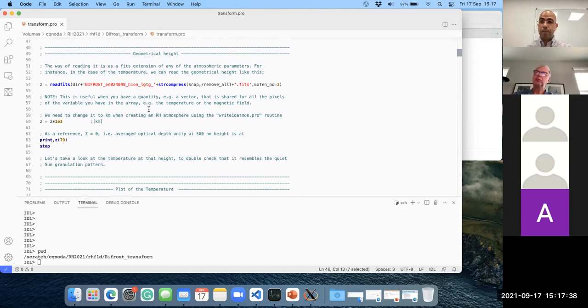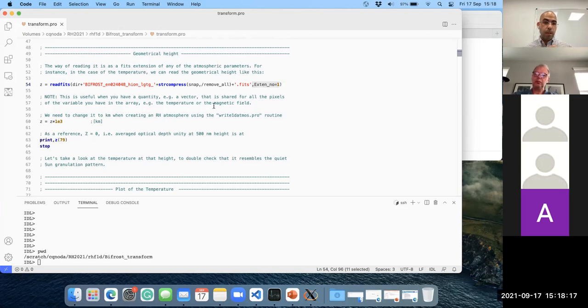So the idea is that it's embedded in the FITS file. The only thing you need to do is to read one atmospheric parameter. In this case, I'm reading again the temperature, but then at the end, you add this command that reads the extension. And I think this is also very easy to do in Python. Just be aware that the geometrical height is contained in all the atmospheric parameters, but as it is the same for all the pixels, they include it in this way. That is a very convenient way of doing it because you save a lot of space instead of replicating the same vector for all the pixels.